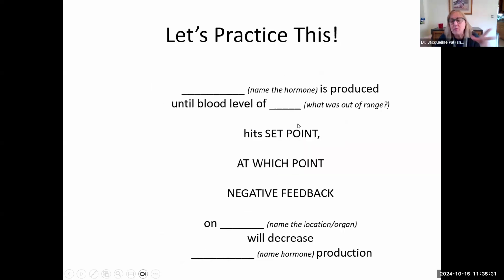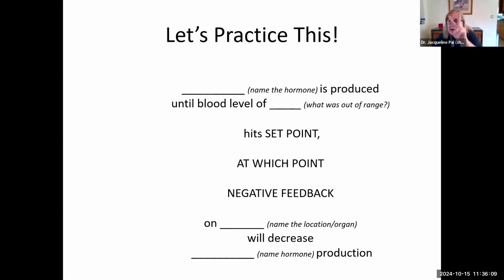So there's going to be a little pathway that every now and then I'm going to ask you to practice. The way it's going to work is you're always going to put the name of the hormone we're talking about first. Okay, growth hormone, thyroid hormone, whatever the hormone is. It's going to be produced in response to the blood level of what? What was out of range? Was it the level of growth hormone? Was it the salt concentration? Was it the blood pressure? What was out of whack that caused that hormone to be produced? Hits the set point, at which negative feedback.